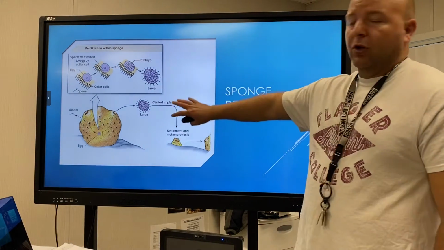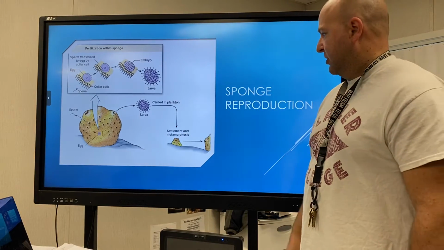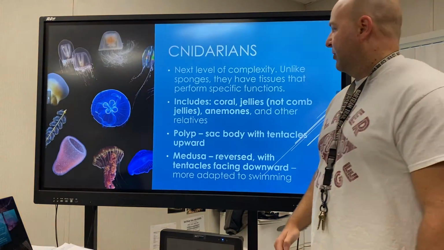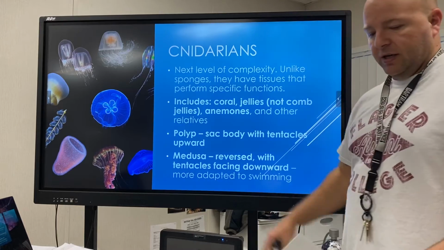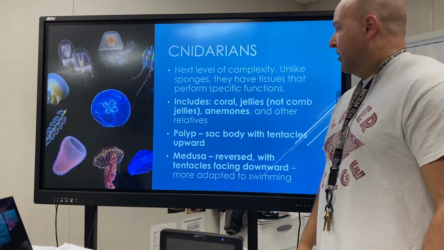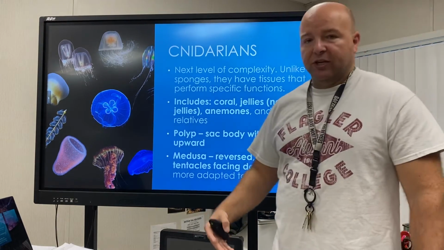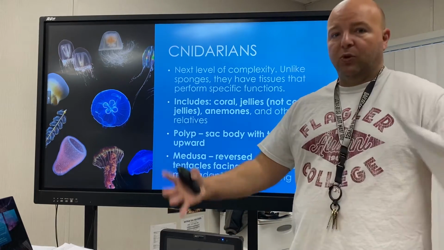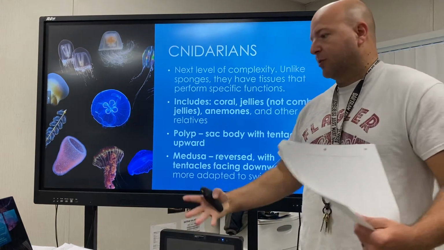If you want to take a closer look there at the sponge reproduction, you can. I'm going to keep on moving. Then we come to our next category, our cnidarians. This is the next level of complexity. The sponges are as simple as a living organism can possibly be.